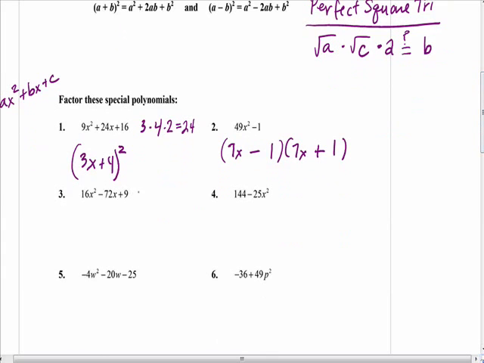Let's first test it. What is the square root of 16? 4. What's the square root of 9? 3. Double that. What does that equal? Does 24 equal 72? No. So this is not a perfect square trinomial. All right. So now it's a regular one to go ahead and factor. Let's see if we can factor it. For 9 we have 9 and 1, 3 and 3. For 16 we have 16 and 1, 2 and 8, 4 and 4. Go. See if you can do it.